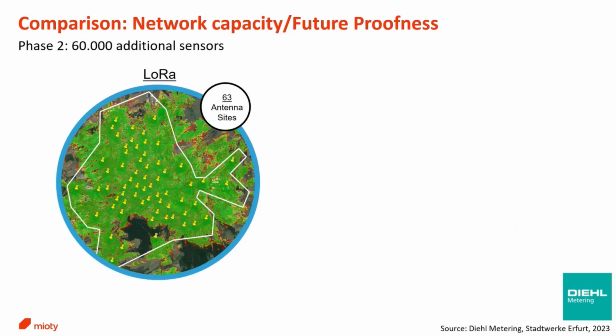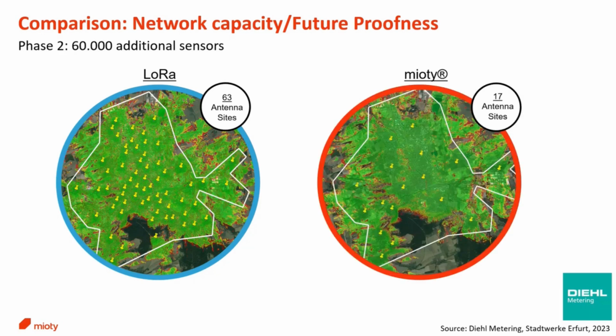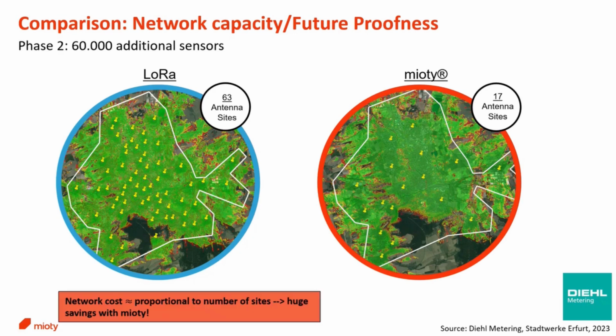The second phase was an additional 60,000 sensors, and then they needed another 23 antennas with LoRa, whereas it was still enough with 17 with mioty. And this is really money in the bank. Every site costs, so you can save a lot of money. If you have big installations, you can save a lot of money with mioty.